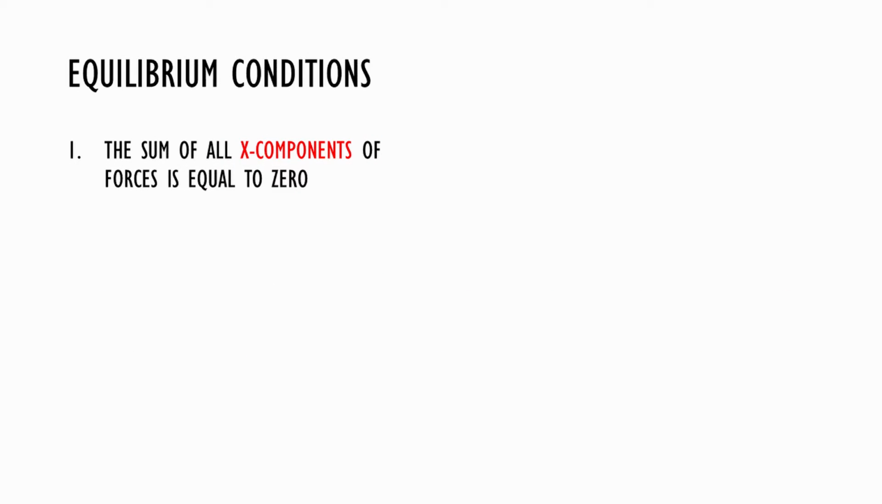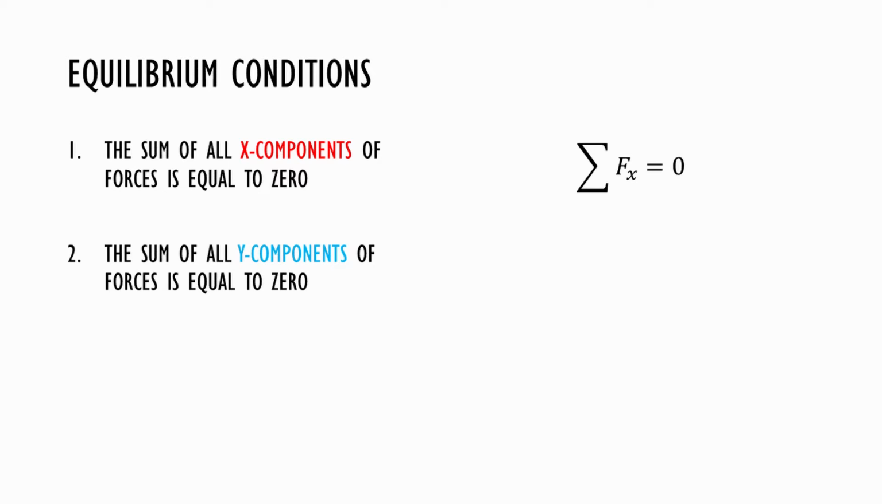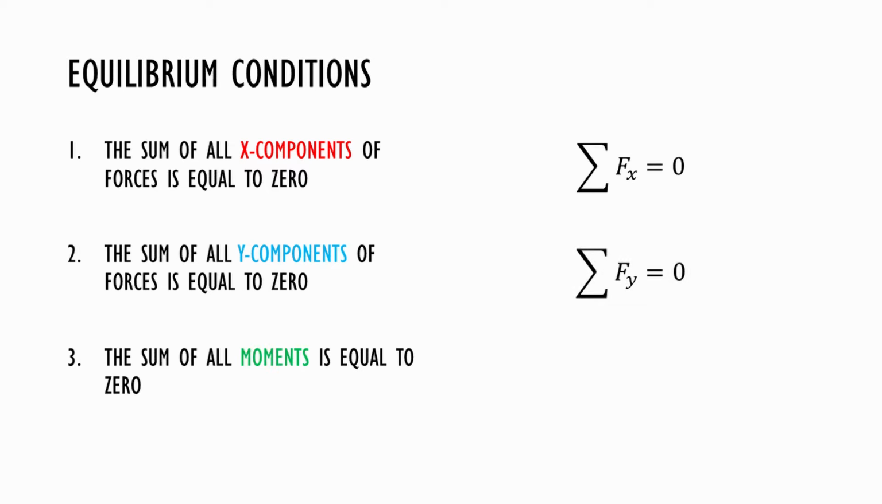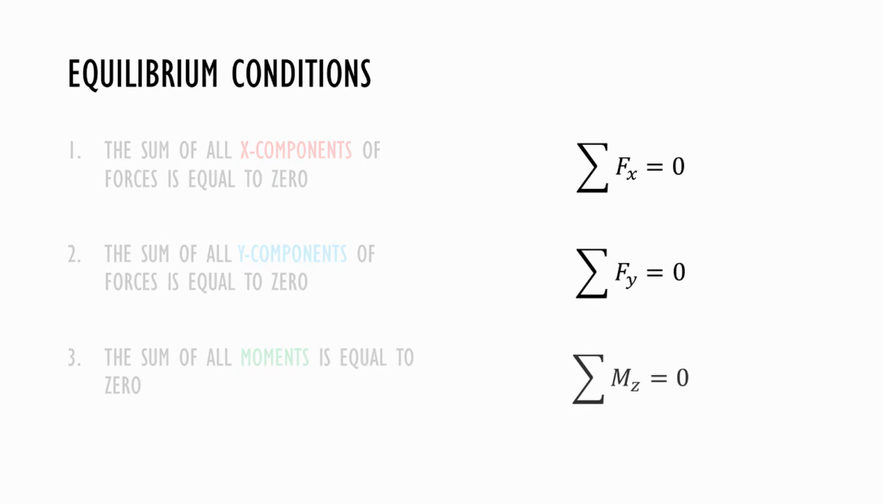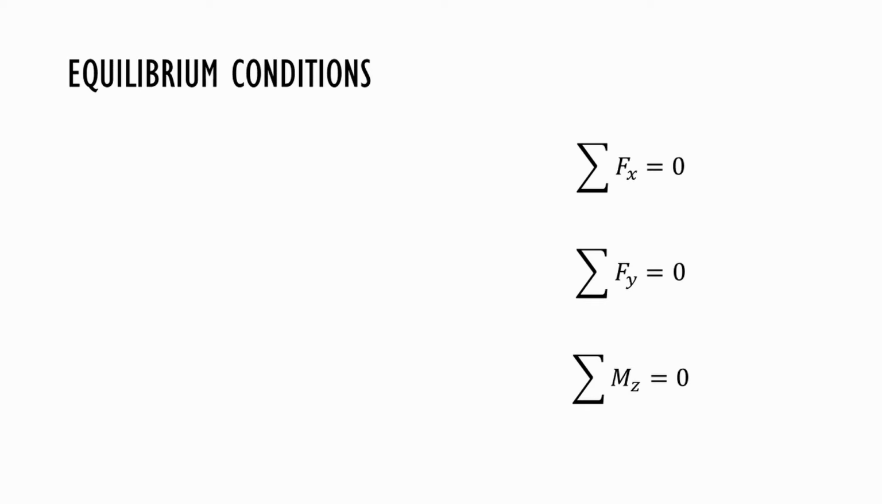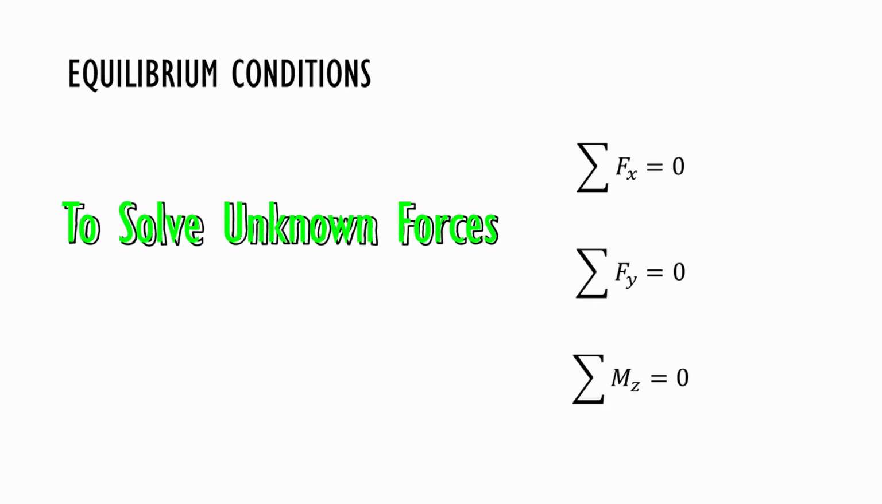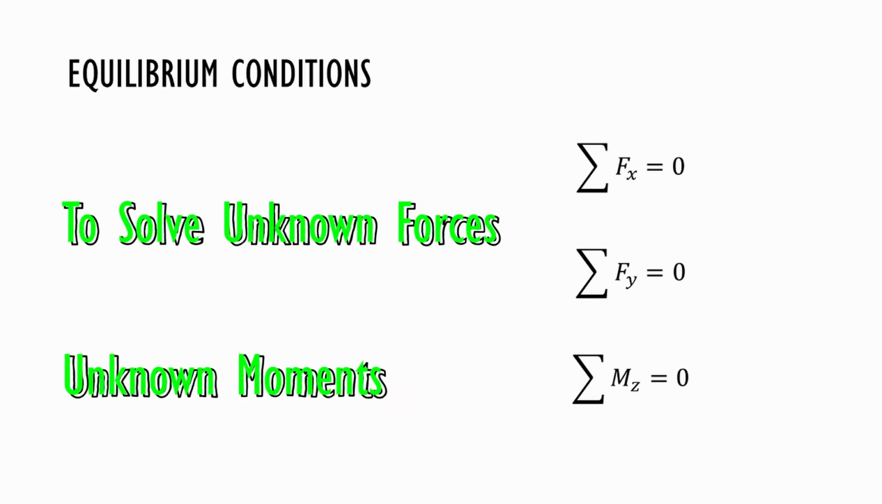Number one, the sum of all x components of forces is equal to 0. Number two, the sum of all y components of forces is equal to 0. Number three, the sum of all moments is equal to 0. The purpose of using equilibrium conditions is to solve unknown forces and sometimes unknown moments.